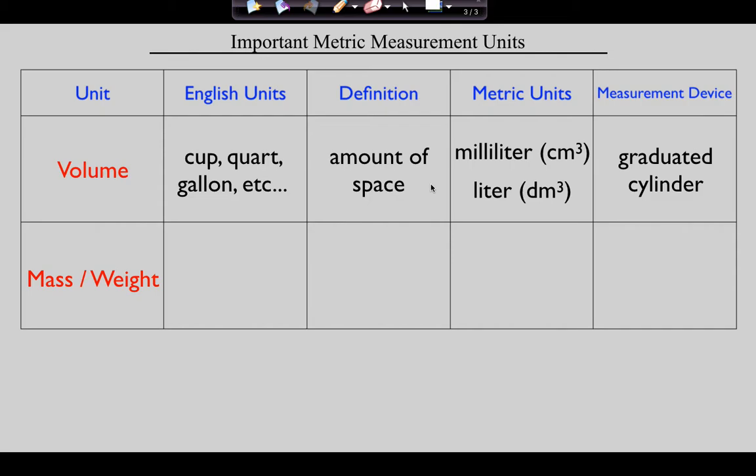So guys, let's now go in the other direction. Let's talk mass and weight. So guys, when we talk mass and weight, you guys know the units, ounces and pounds. You guys know that those are actually weight units, but there is an English mass unit.